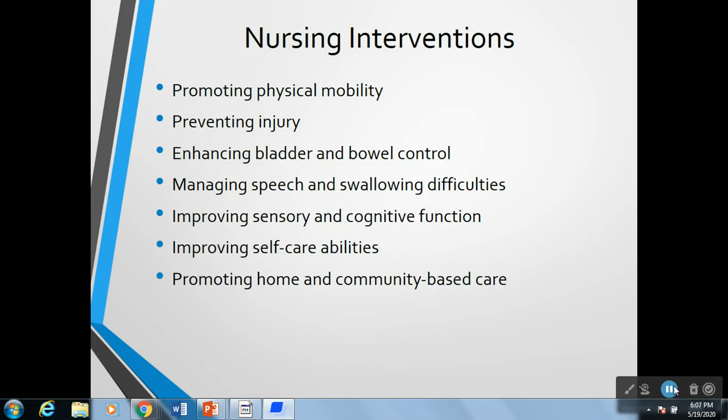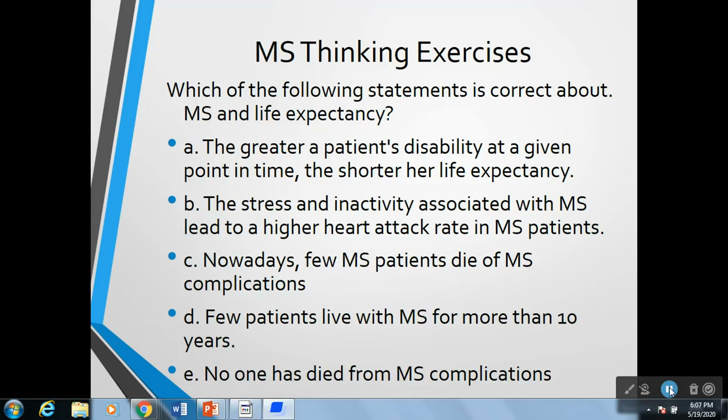Okay, it's time for a question. Which of the following statements is correct about MS and life expectancy? A, the greater a patient's disability at a given point in time, the shorter her life expectancy. B, the stress and inactivity associated with MS lead to a higher heart attack rate in MS patients. C, nowadays, few MS patients die of complications. D, few patients live with MS for more than 10 years. Or E, no one has died from MS complications.